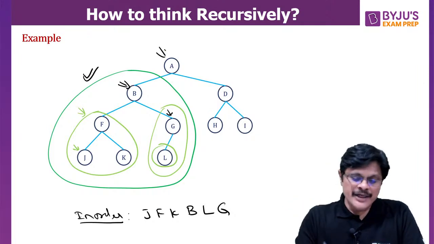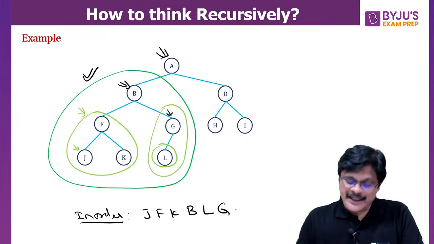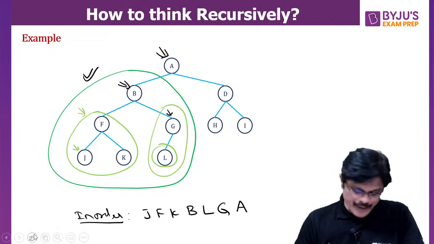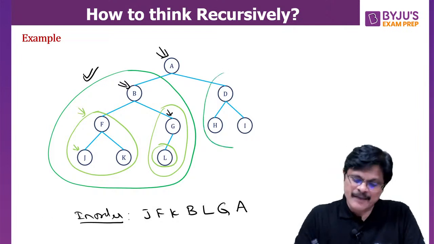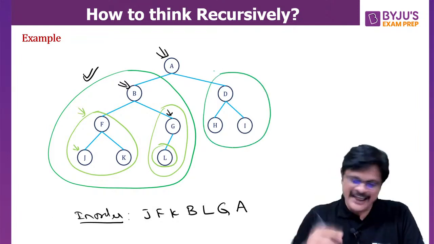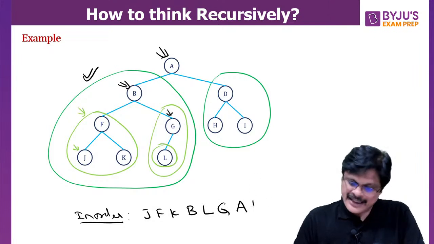Okay. Now here, because the left subtree is completed, you visit the root A. Then you have to visit the right subtree in order. Again, in order for this means what? H, D.